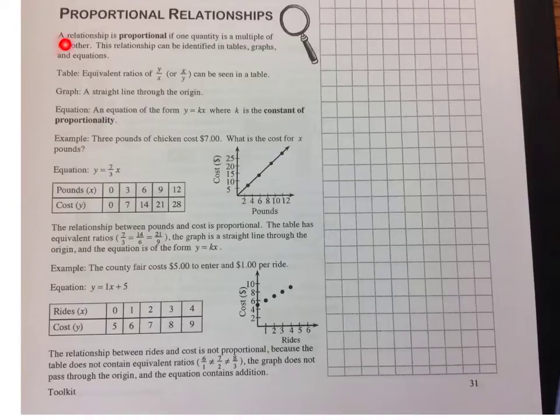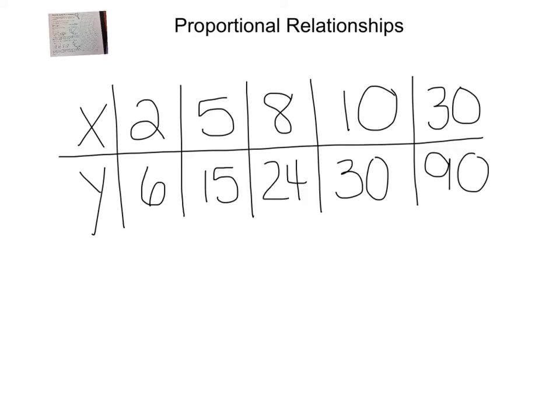So, a relationship is proportional if one quantity is a multiple of the other. This relationship can be found in tables, graphs, and equations. If we look at a table, we'll see that the equivalent ratios of y divided by x can be seen in the table. So let's take a look at what that would look like in a table. Take a minute to copy down this table in your toolkit, and we'll use this as our first example.